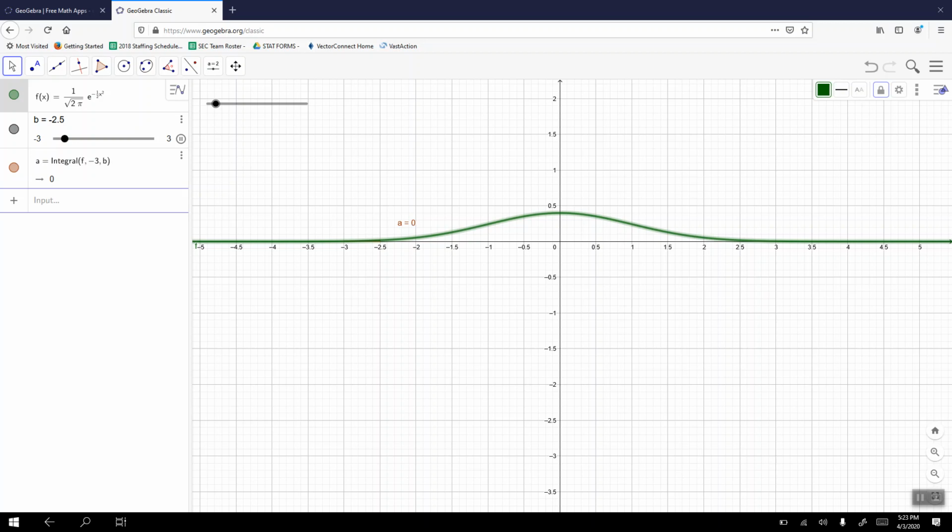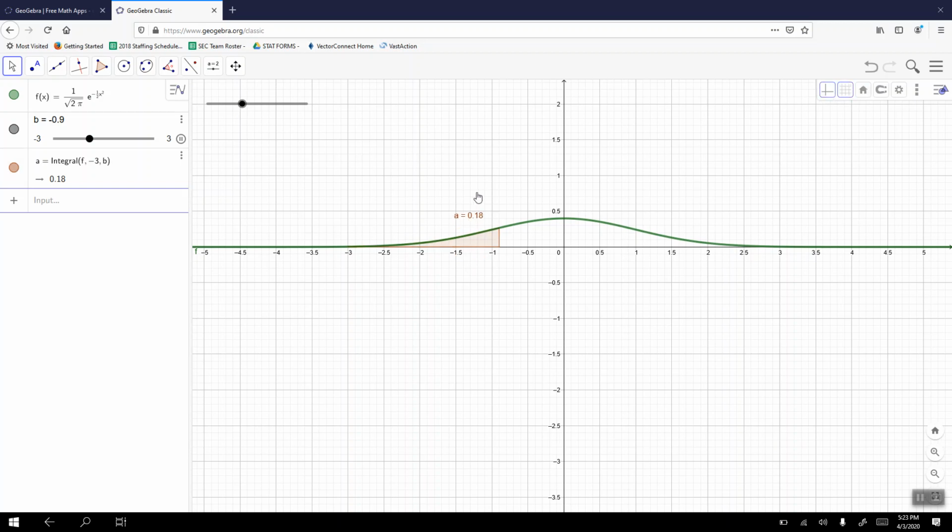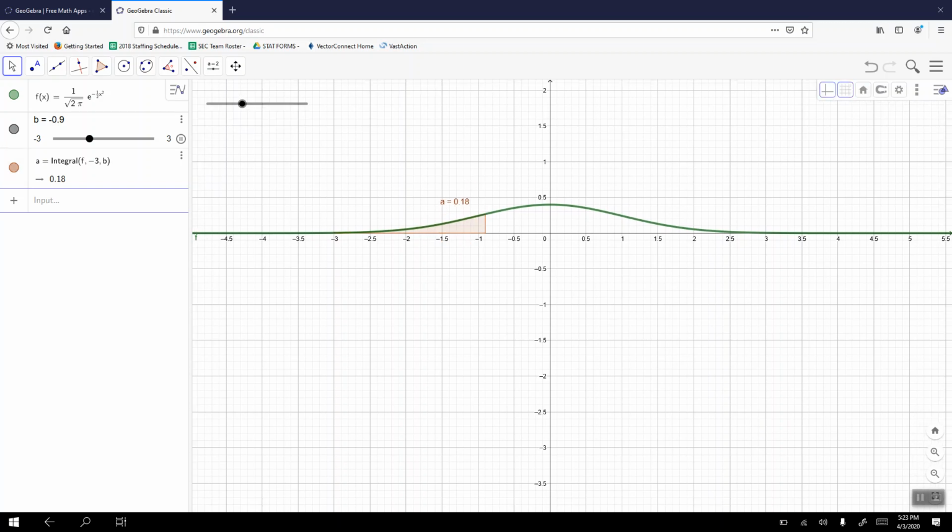So I'm going to start increasing the upper bound. Currently the upper bound sits over at -3 along with the lower bound, and I'm going to start increasing that upper bound. Now, watch what happens as I increase it. The area starts accumulating, giving us a total area of 0.18. And we keep on accumulating that area.